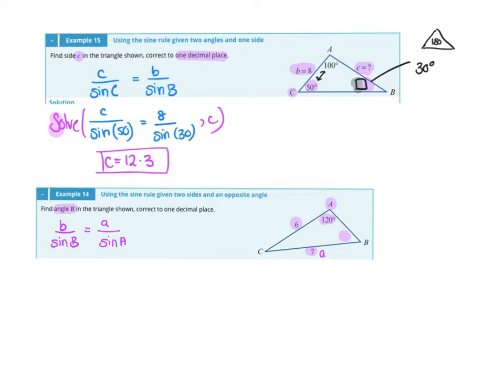And I'll substitute in. So I've got little side b is 6 over sine, I'm just going to call the angle we don't know X, and then a is 7 over sine 120. Okay, so I'll pop that into the calculator.